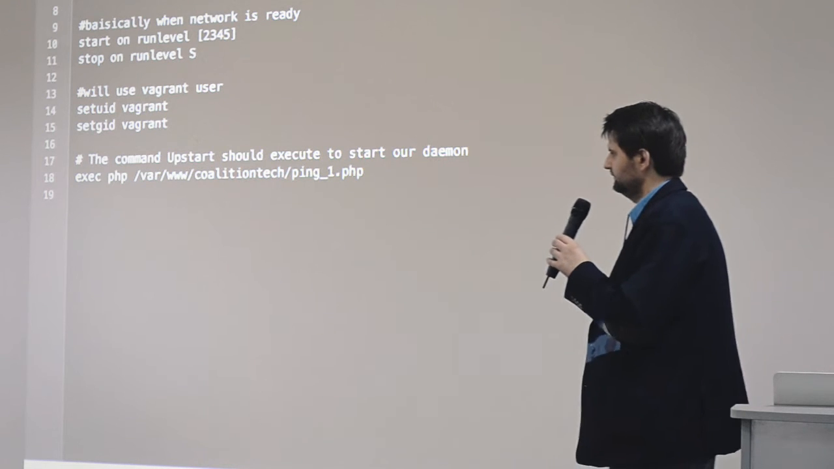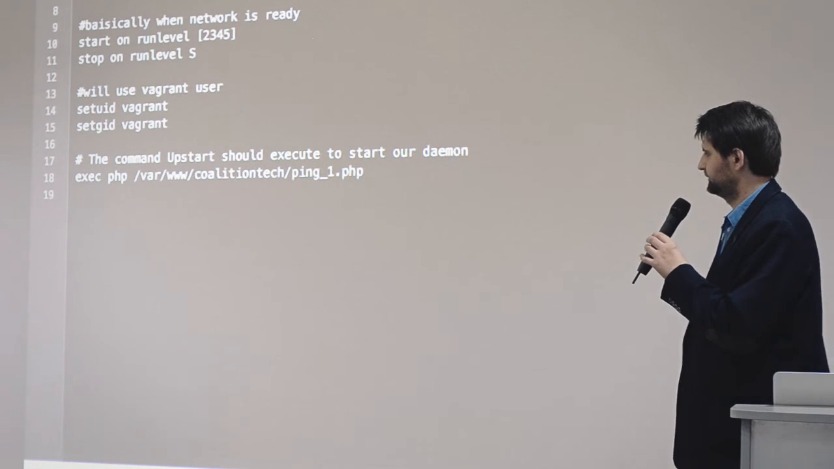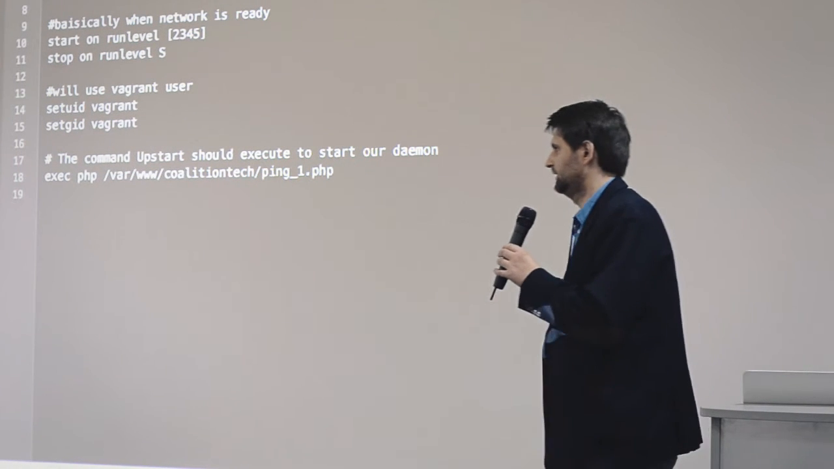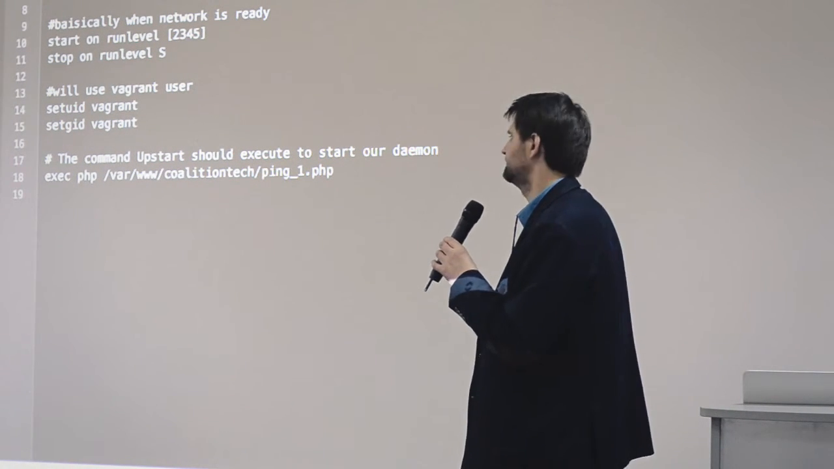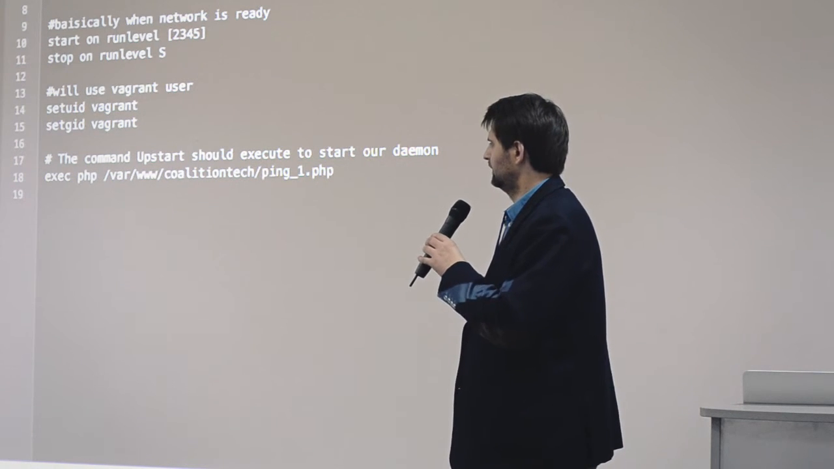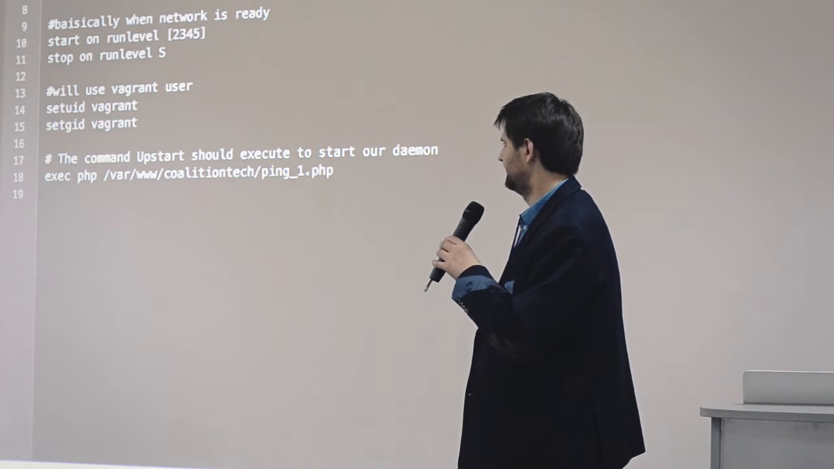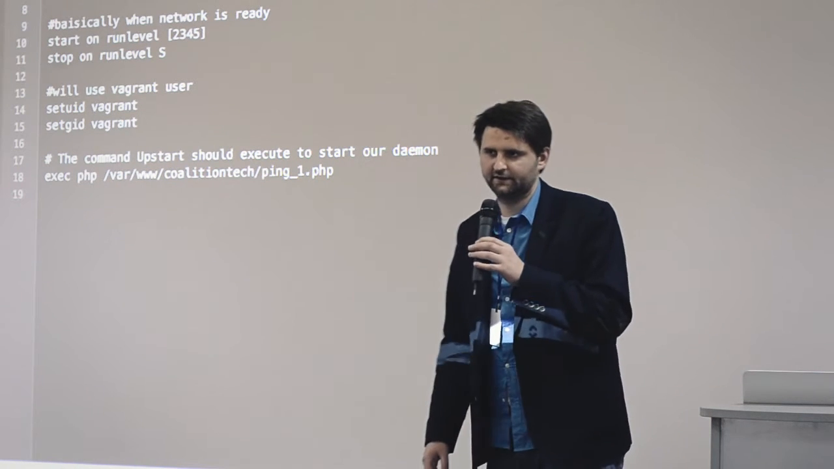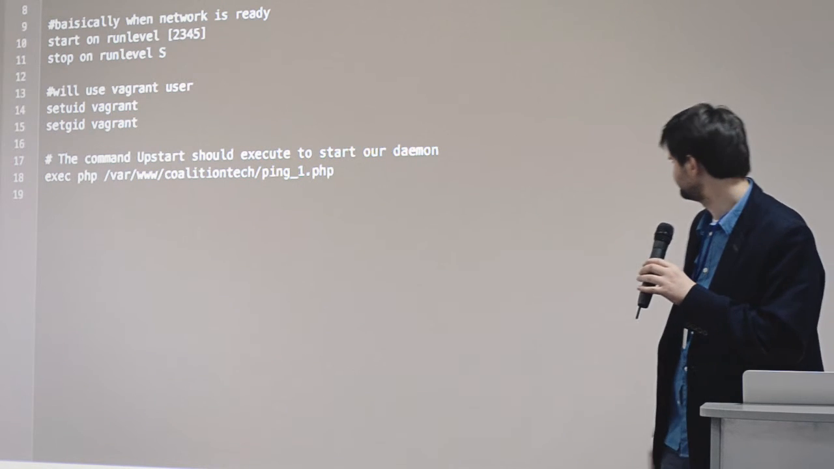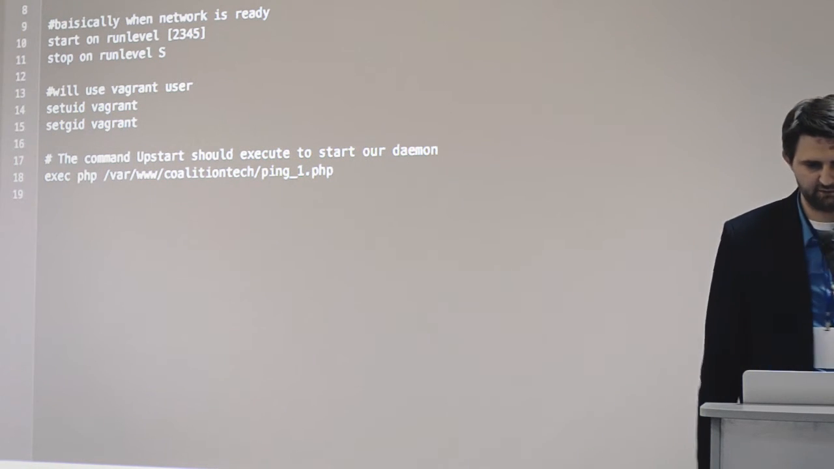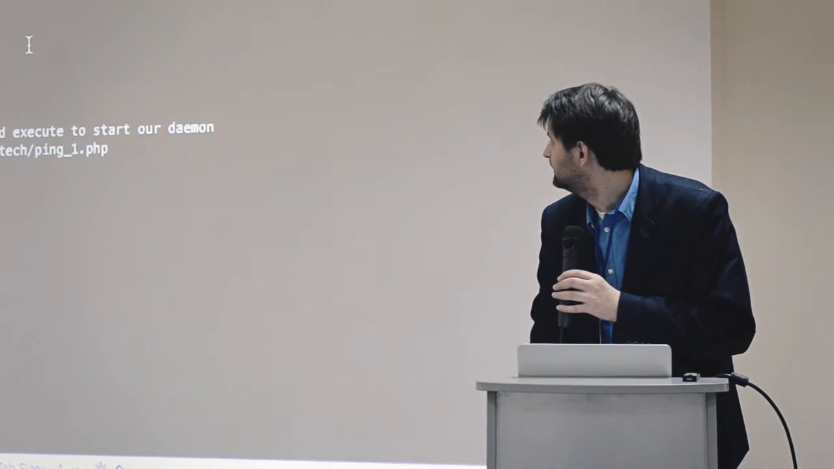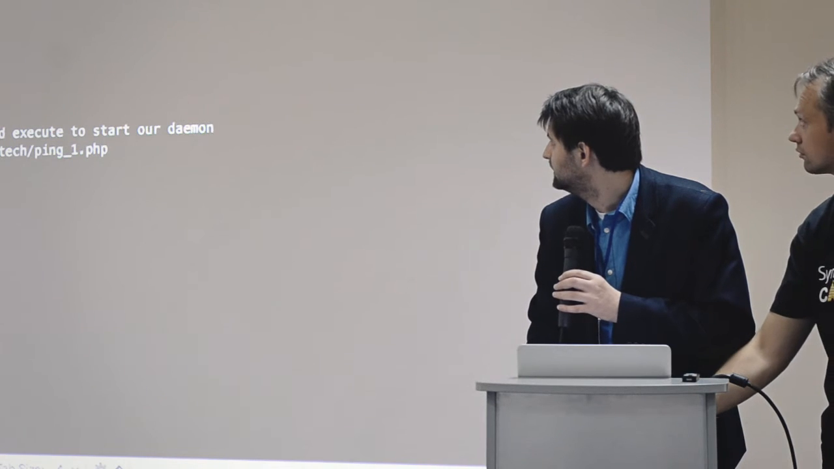And the 18th line of the script is the heart of the script. It's telling the upstart which command to run, and we need to put the full path to the command, more like in the cron. Okay, so that wasn't very interesting, and let's have a look at some.